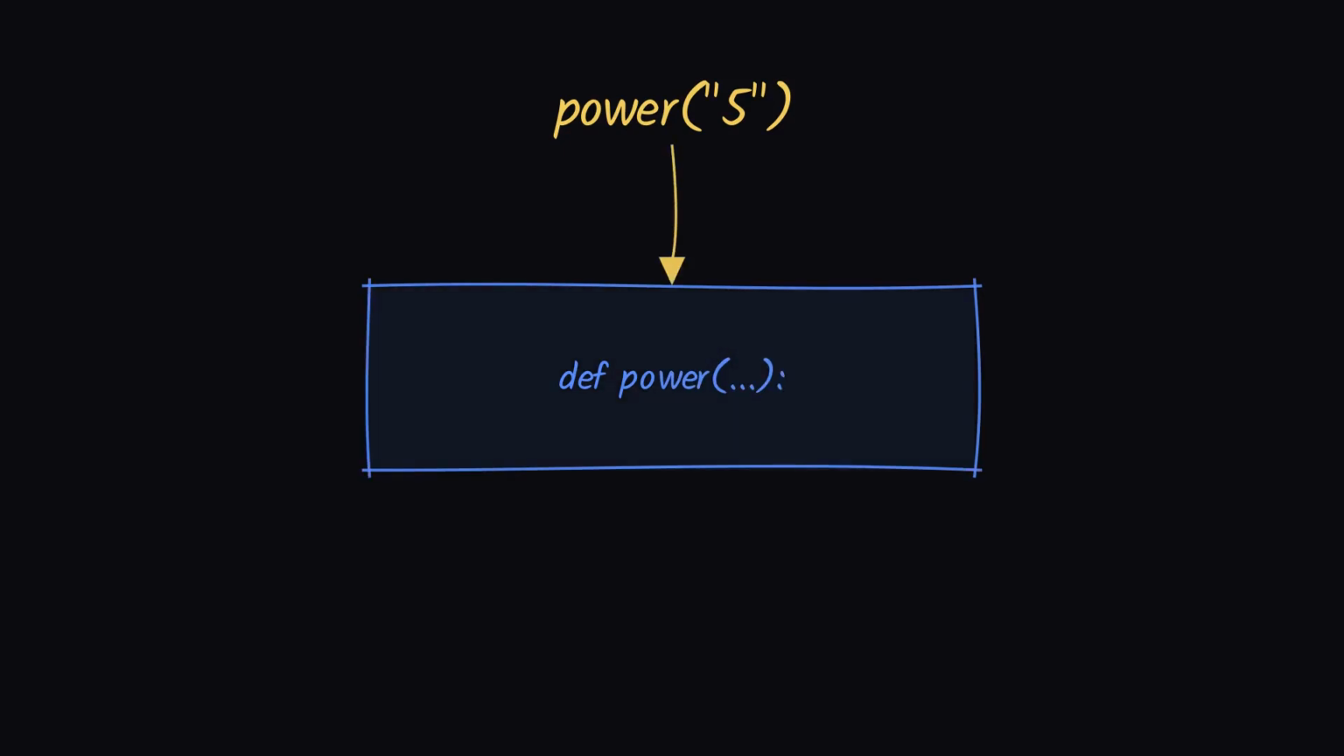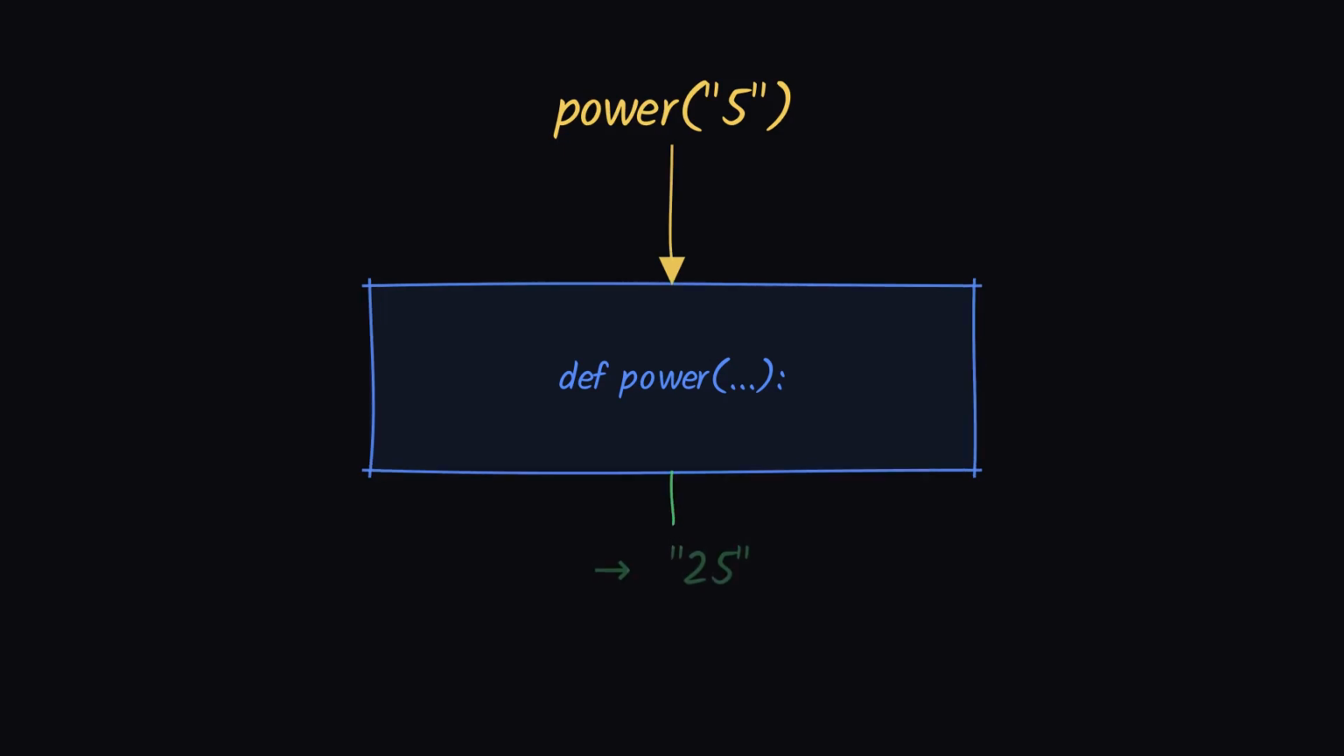We call power with just 5, base becomes 5. exp got nothing, so it uses its default, 2, and 5 to the power 2 returns 25. The default silently completed the call.